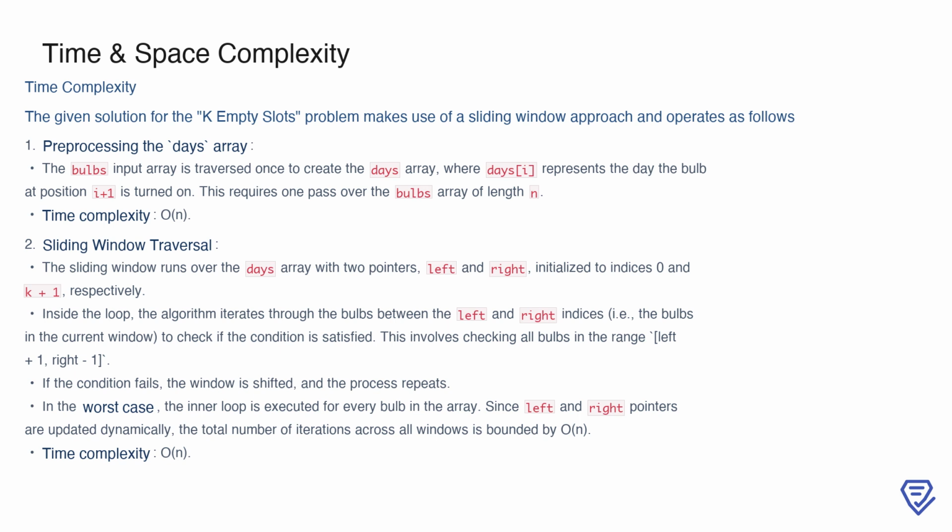The window is defined by two pointers, left and right, which initially span the length of k plus 1. For each window, the algorithm checks whether the bulbs between the left and right pointers meet the condition for exactly k empty slots. If the condition fails, the window is shifted, and the process repeats. While this involves iterating over the bulbs within the window, the total number of iterations across all windows is limited to O(n), as each bulb is visited at most once. This dynamic update ensures that the overall time complexity of the sliding window traversal is also O(n).